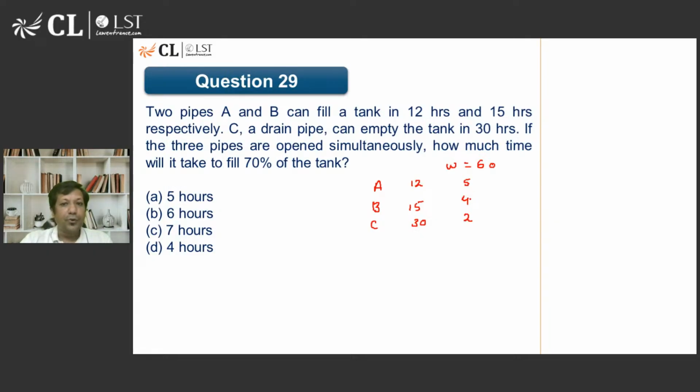So 5 liters, 4 liters is getting in, 2 liters is going out. So basically, effectively, how much is being filled? That is 7. Okay. Now, how much do we need to fill? That is 70% of the tank. 70% of 60 is how much? 42. So 42 liters is supposed to be filled. In 1 hour, how much is being filled? That is 7 liters. So basically, how many hours are we going to take? That's going to be option B, or I would say 6 hours.